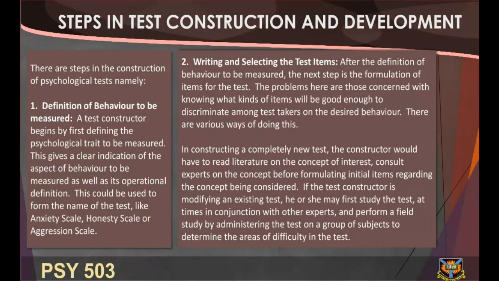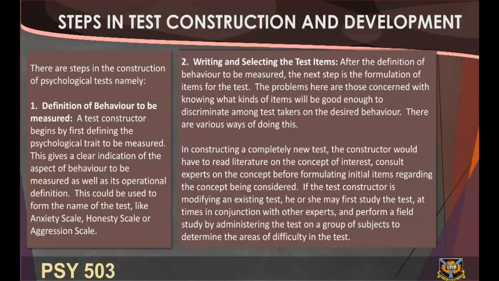Steps in test construction and development. There are steps in the construction of psychological tests, namely: 1. Definition of behavior to be measured. A test constructor begins by first defining the psychological traits to be measured. This gives a clear indication of the aspects of behavior to be measured, as well as its operational definition. This could be used to form the name of the test, like anxiety scale, honesty scale, or aggression scale.